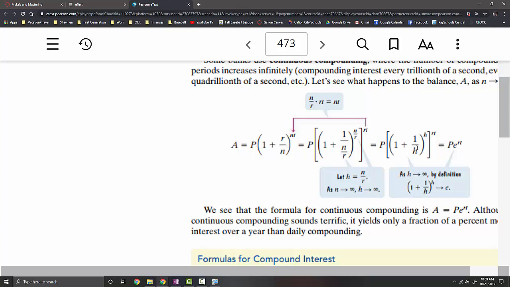And then remember, as h grows towards infinity, so before we looked at as n grows towards infinity, but this time as h grows to infinity, this inside part in brackets is going to become e. So then I can just replace this part in brackets with e, and then we get our equation A equals P e to the rt. So we can derive the continuous compounding formula from the previous formula with the idea that n goes towards infinity, the number of times we compound just growing really, really large. All right.